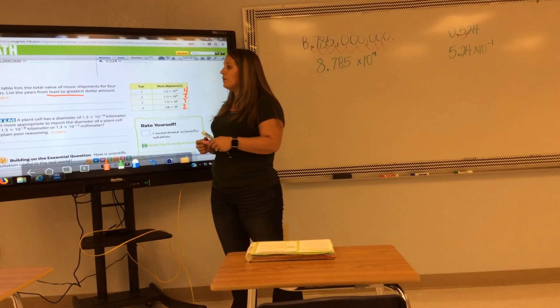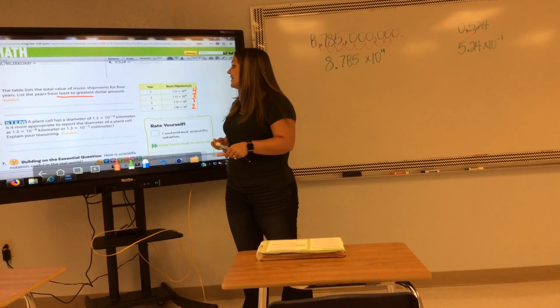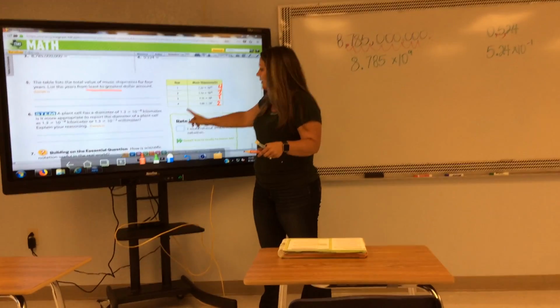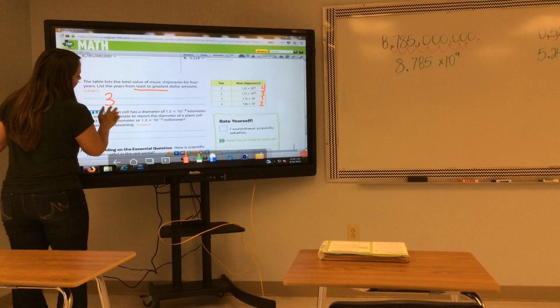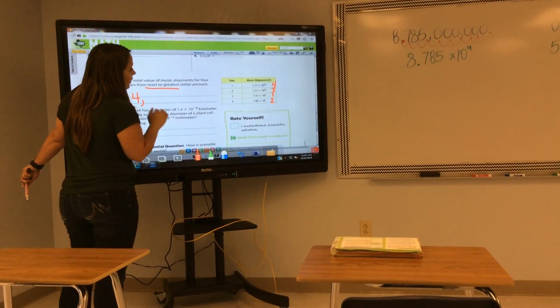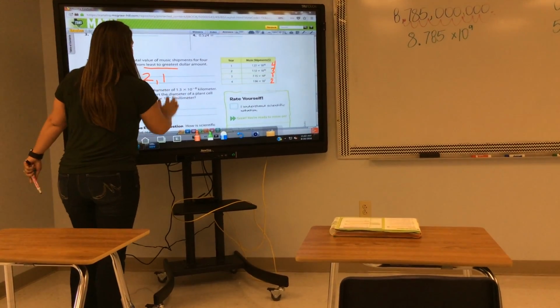It says the table lists the total value of music shipments for 4 years. List the years from least to greatest. So these are the numbers that should be listed. So number 1 should be 3. Number 2 should be 4. The next one would be 2. And then the greatest is 1.